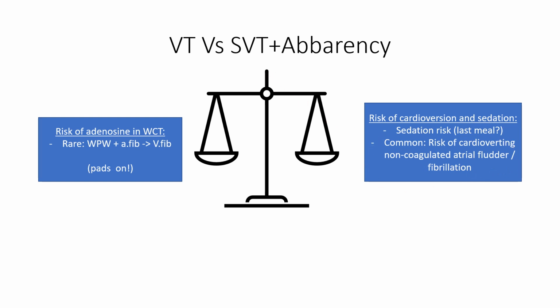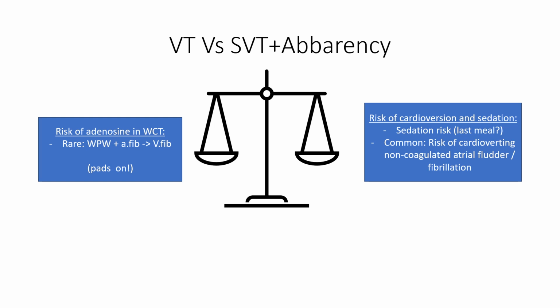So that's a problem. On the other hand, the risk of giving adenosine, which is the other way of doing it, to a VT, or if the patient has WPW and it's AFib, is that you run the risk of giving them a ventricular fibrillation. So always have pads on, right? Our cardiologist would sometimes say that we should also try to do an esophageal ECG in order to give even more information when we're giving adenosine.